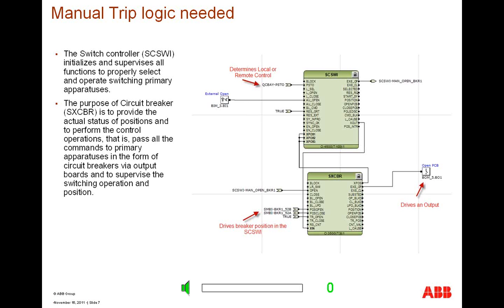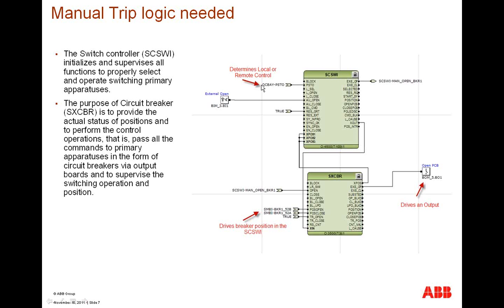Well, let's go over the manual trip logic. This is the logic you'll see in your relay and the logic blocks that are needed. Shown are two logic blocks, the SCSWI and the SXCBR. The SCSWI initializes and supervises all functions to properly select the correct apparatus. And the SXCBR is a model of a circuit breaker. It provides the actual states of the positions to control the apparatus.